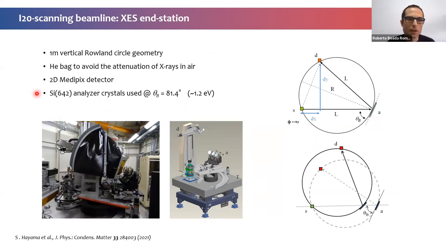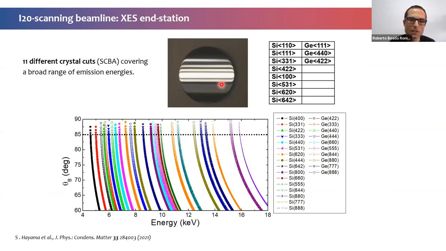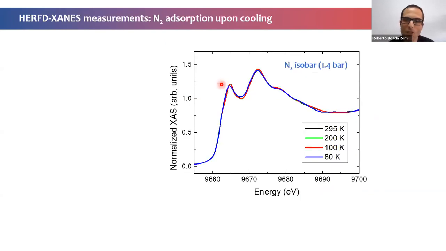So we did the experiment and improved the resolution. These are more details about the spectrometer available at the beamline. There are different crystal analyzers. If you are interested, I invite you to contact Shusaku Hayama. He will be happy to give you all the details and guide you through the best conditions for your experiment. But coming back to our results.